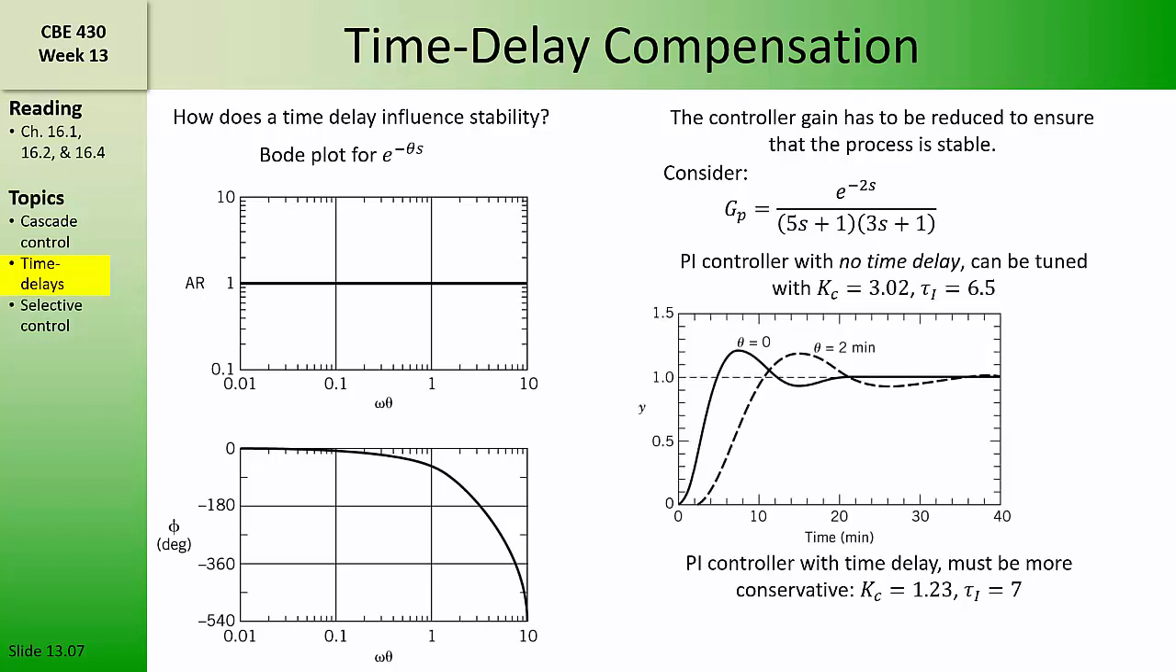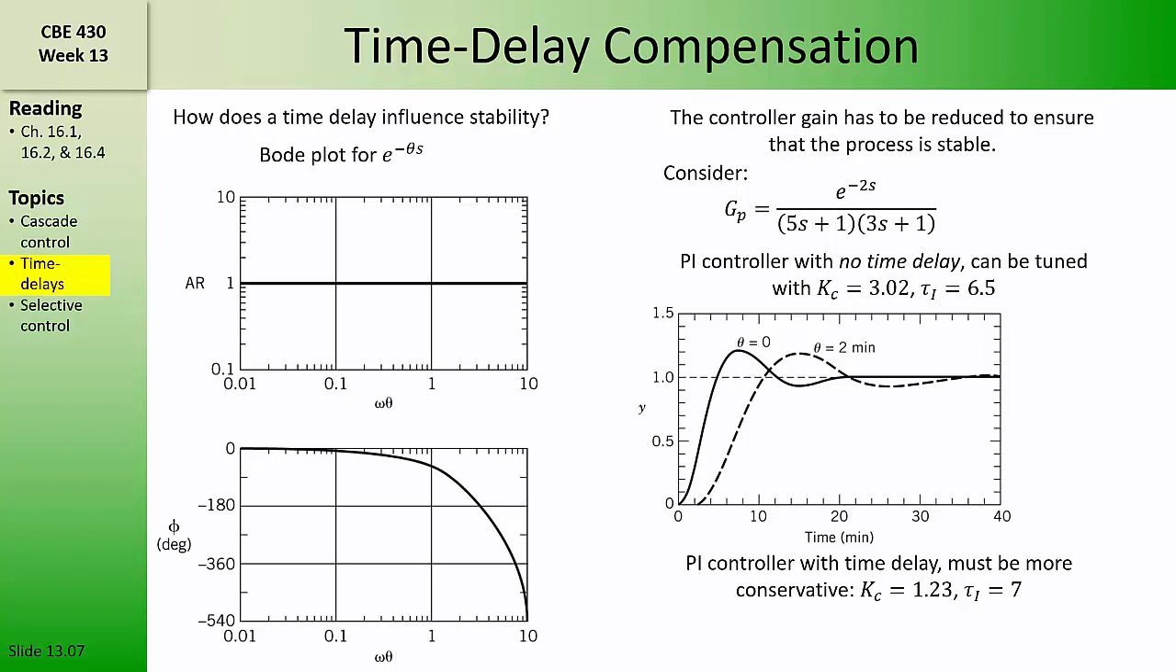If this process did not have the time delay, then we could tune a PI controller with any gain we choose, and it should remain stable, because the second order process without a time delay always has a phase angle above minus 180 degrees. In this case, we might tune the PI controller with a gain of around 3 and a reset time of about 6.5.